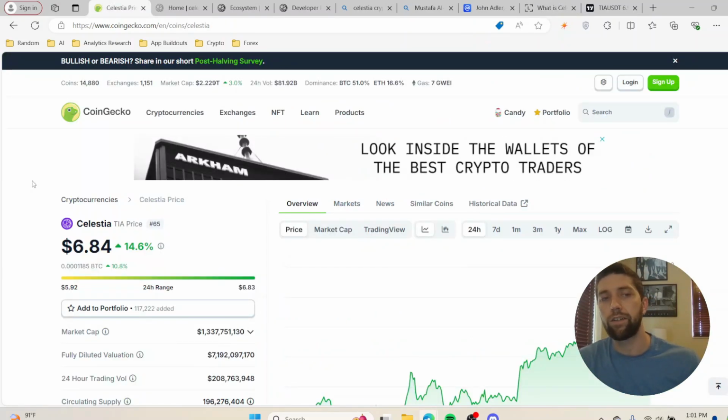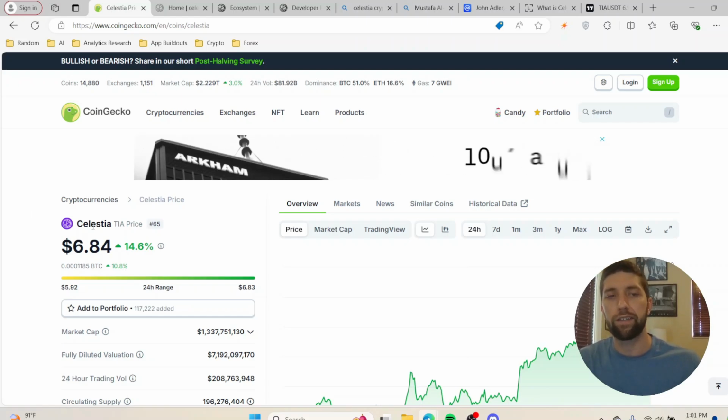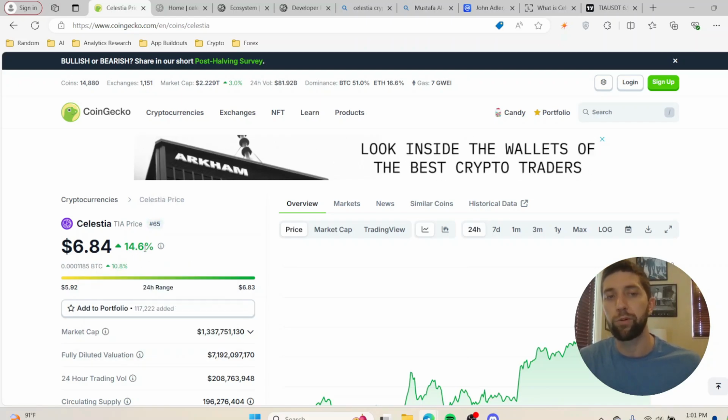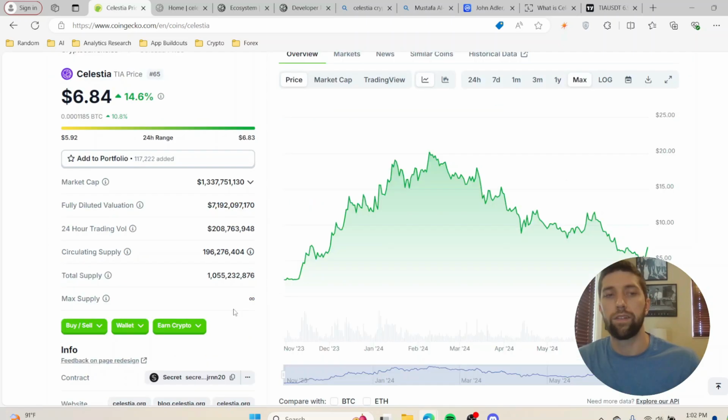Now, Celestia is currently trading at $6.84, ranked number 65 on the top 100 list, and it's currently up 14.6% in the last 24 hours. There's an infinite supply, which means that this is inflationary, but it's typical of what you would see with a utility project, so that you have a proper use of minting and burning mechanisms.